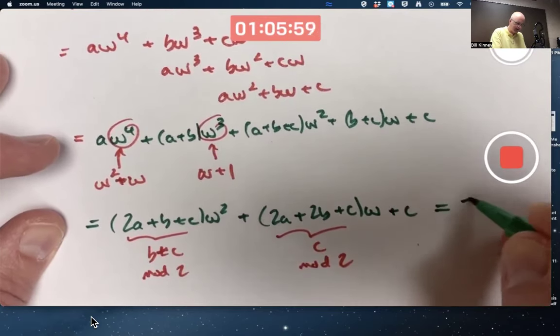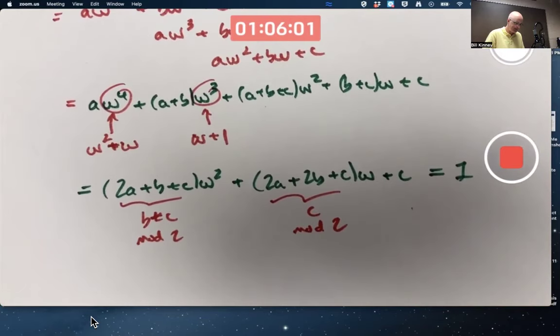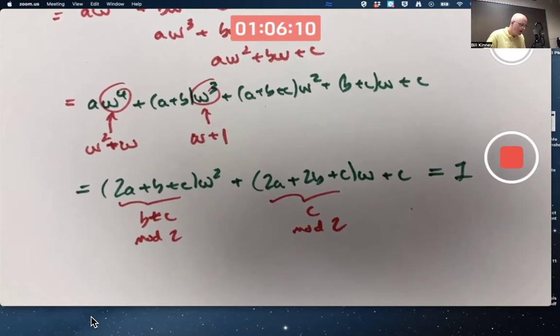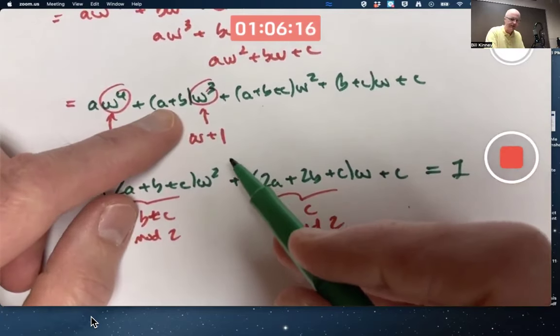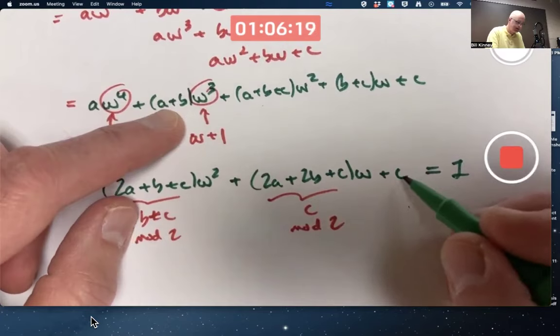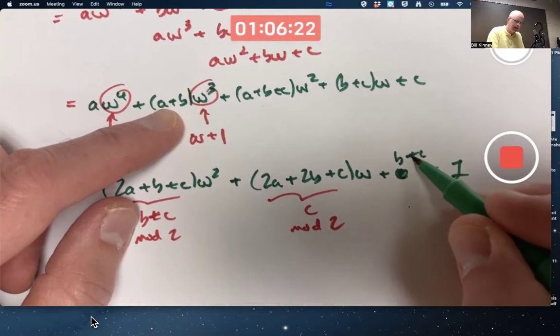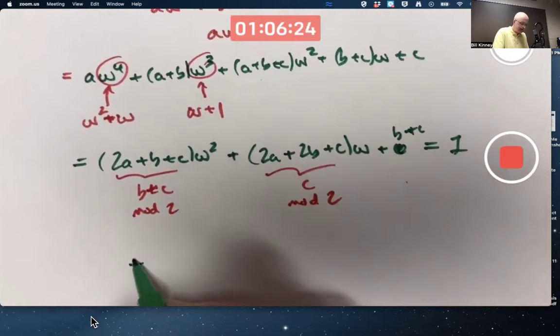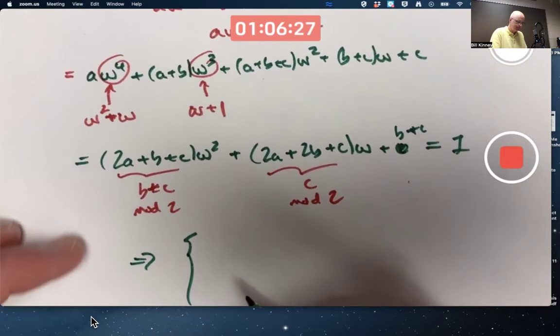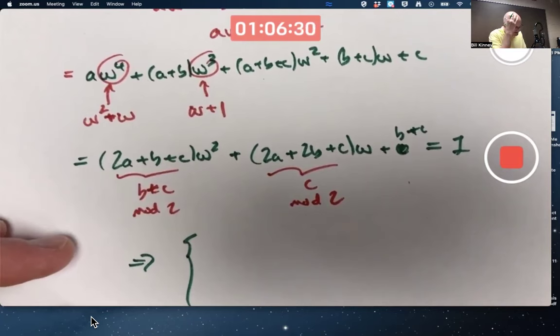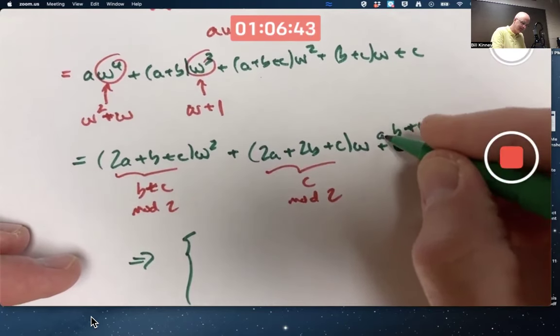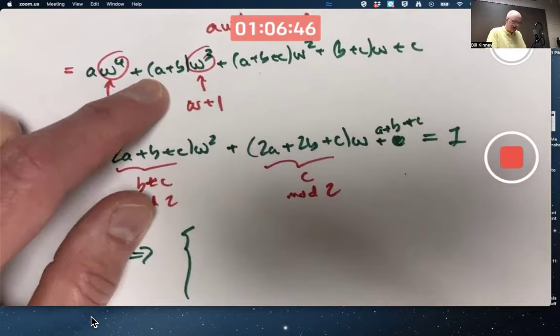I'm setting this all equal to 1 and trying to solve for a, b, and c. C would have to be... doesn't seem like it's going to work. Oh, I'm forgetting something. I'm forgetting another constant term coming from b times 1. It's actually b plus c. So I effectively get a system of equations now. This is still not going to work. Where's the other a? Oh, yeah. Yep, a plus b plus c, from that a times 1.